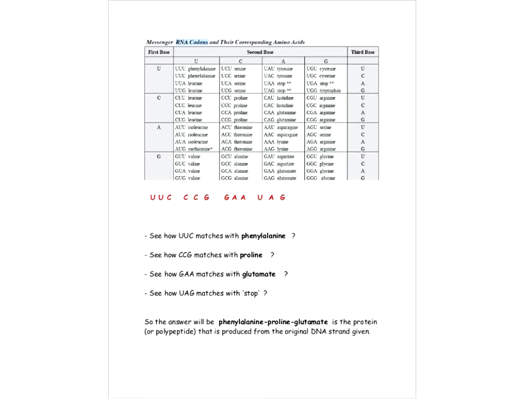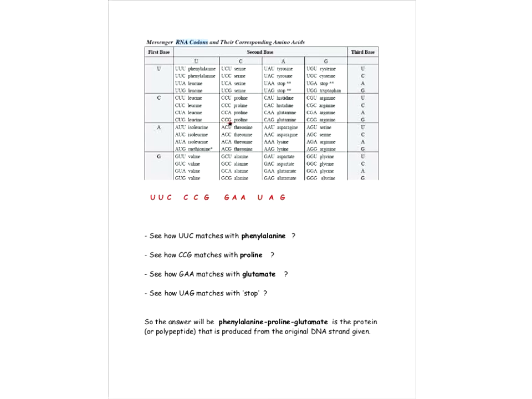All right, so let's have a look a little bit more at how we use this chart. So we took the original DNA, we got an RNA molecule, we divided it up into these triplet codes. We're going to look at the first one. We've got UUC, and we see that it matches with phenylalanine. So we look on here for UUC, and there you go, phenylalanine. So that's the first amino acid that's going to be produced from our first triplet code. If we look at the next one, next one's going to be proline. CCG is going to be producing proline.